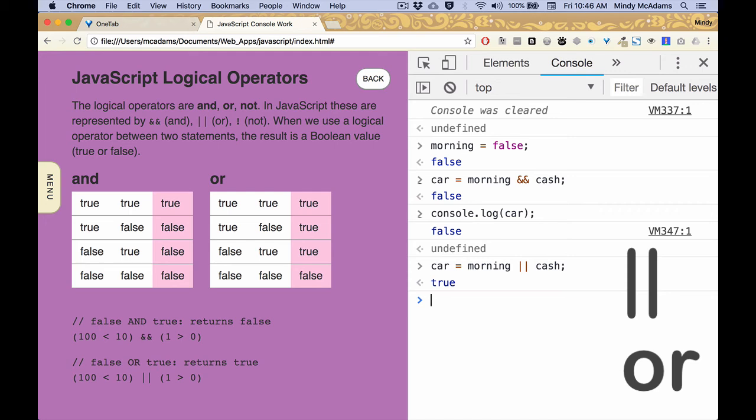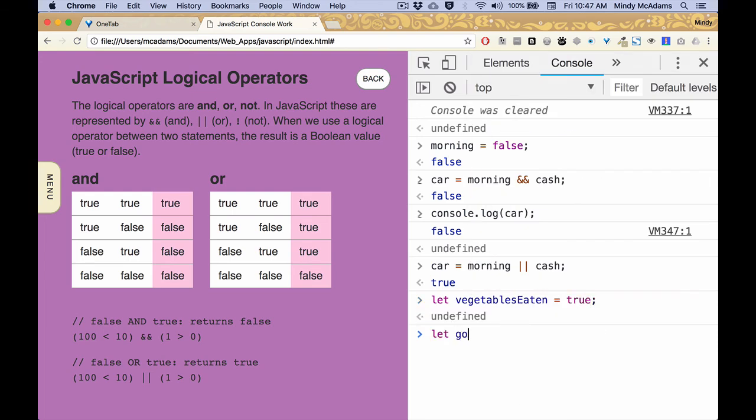So sometimes if you're trying to learn the truth tables and you aren't really grasping it because you haven't studied them before, it can help if you make up a little story like that. And you might say something like, if I eat my vegetables and I go to bed early, I will be healthy. Right? And then you could say, let healthy equals vegetables eaten and. So both have to be true, right? Or else healthy is false.